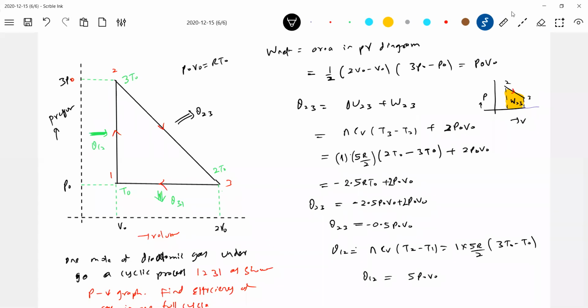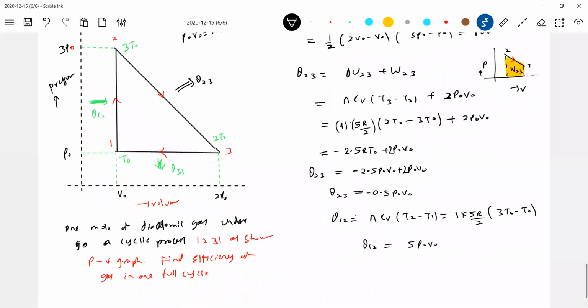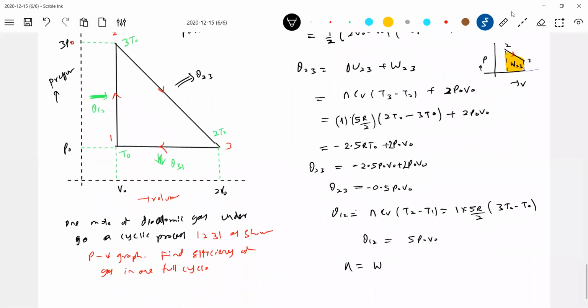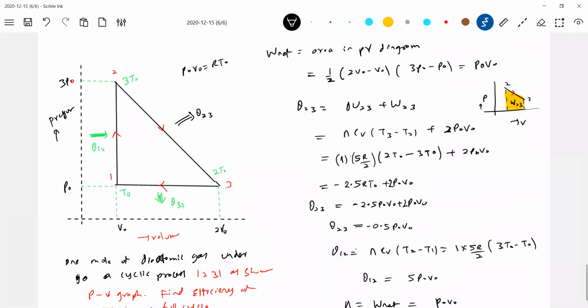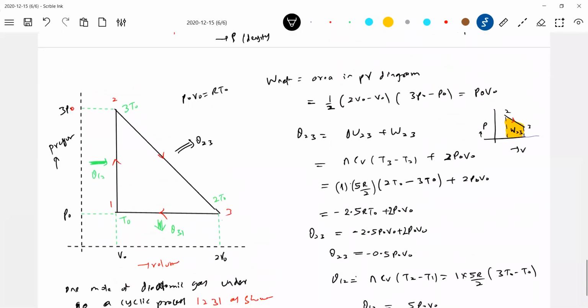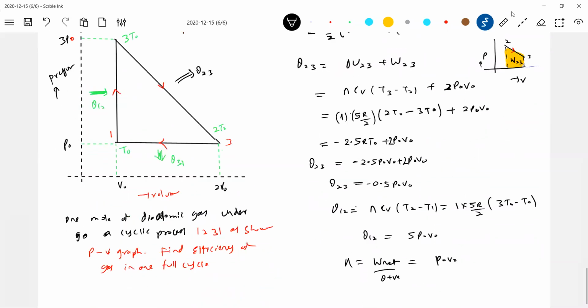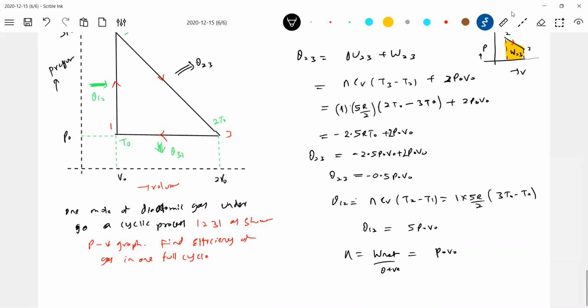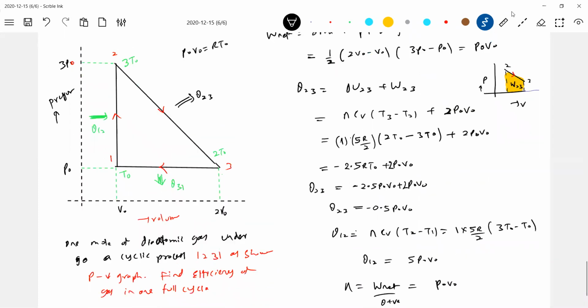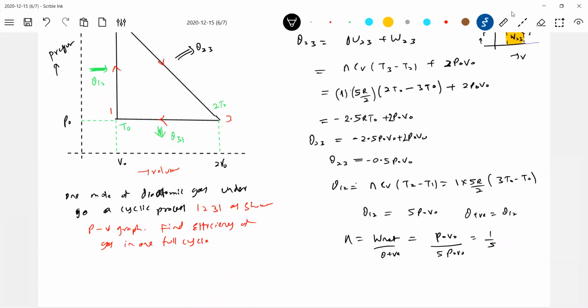Okay, heat is absorbed only in the path 1, 2, and we know the net work done. Can we get the efficiency? Net work done is P naught V naught, okay, 2 P naught V naught only, divided by Q positive, only this one. So it is 1/5 or 20%.